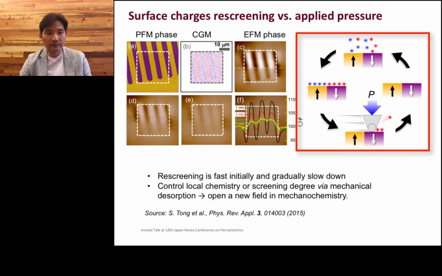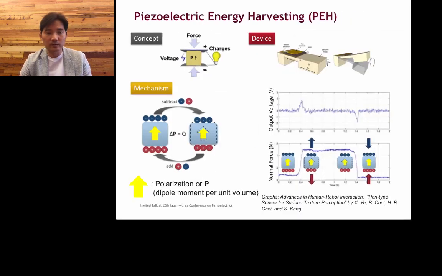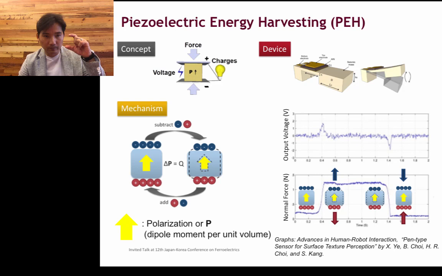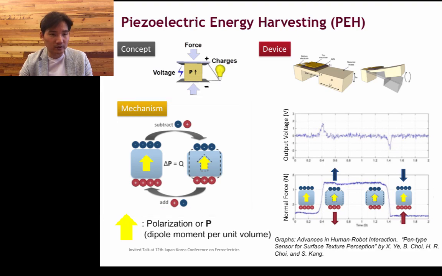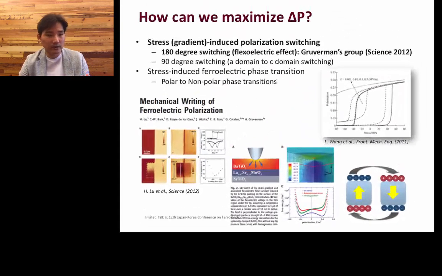So this type of new transduction cycle can be implemented into piezoelectric energy harvesting. Let me revisit piezoelectric energy harvesting, where you apply pressure to your materials and squeeze charge out of the system by changing the polarization by stress. Therefore the requirement for screening charge will be different, so you are spitting out or getting back your charge, which is really small. How can we maximize delta P?